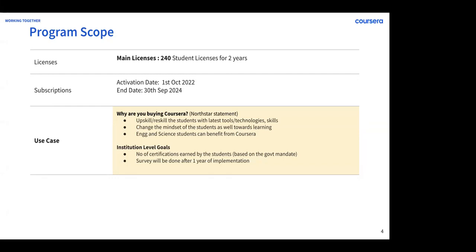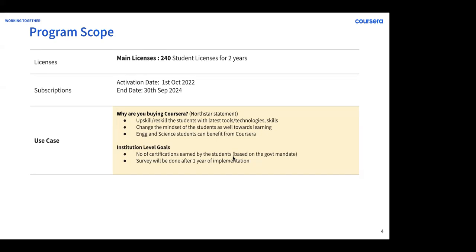And in terms of the quantitative goals, the institution or the university will also be measuring how many certifications students are completing every month and every quarter, just to see how the students are engaging with the platform.